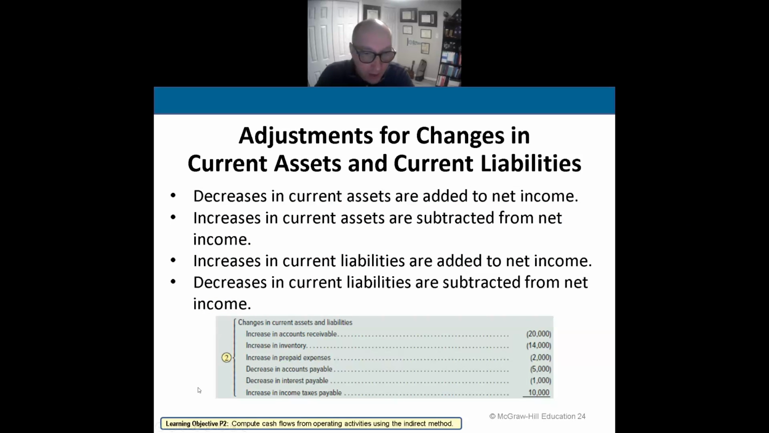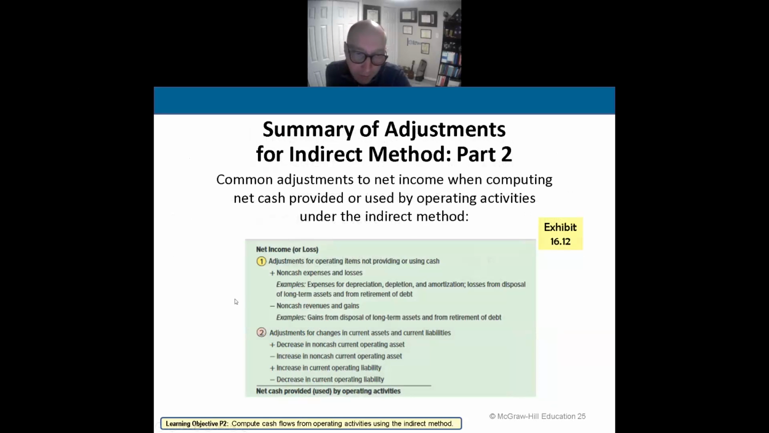A couple more types of adjustments. And these are based off of the changes throughout the year: change in accounts receivable, inventory, prepaid expenses, accounts payable, interest payable, income taxes payable, etc. These changes are added or subtracted back to net income and ultimately will derive the net cash flow for operating activities. That's what it looks like together.